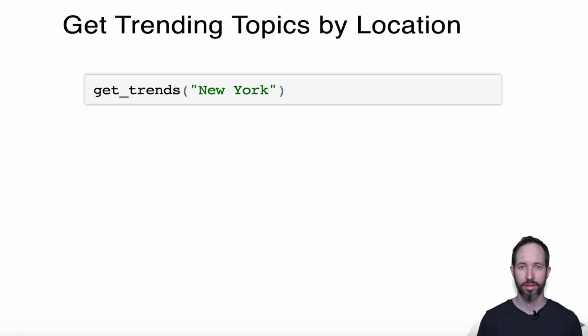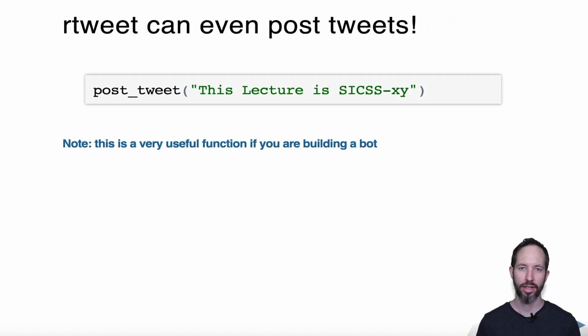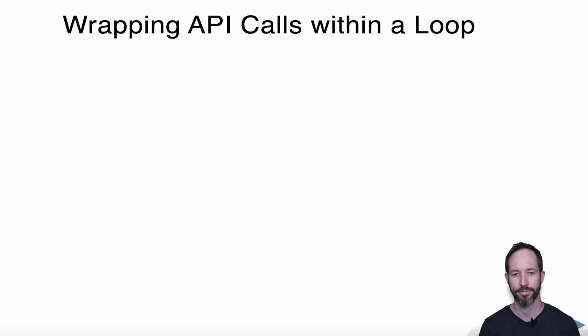We can also get trends by location. Here we're getting top trends in New York. We can even post tweets. And in a future lecture, I'm going to talk about building bots for social scientific research. Remember to come back to this line of code here to try out your own post API calls. Basically, if you were to post this tweet here, you would be making a really clever message to Twitter, right? And so when we've built bots in past research, we've used this very function.